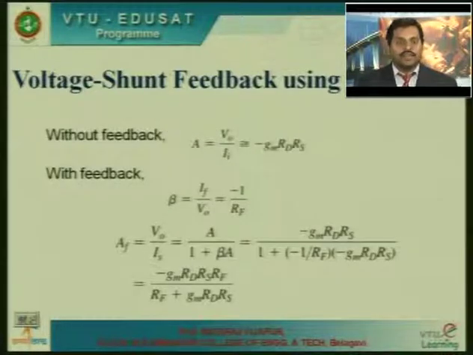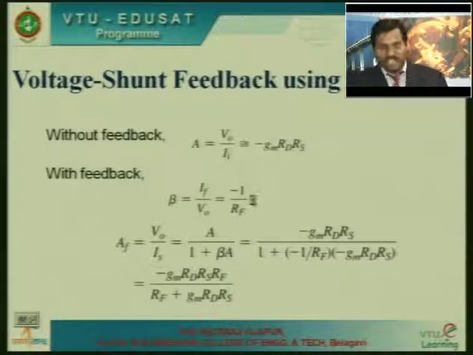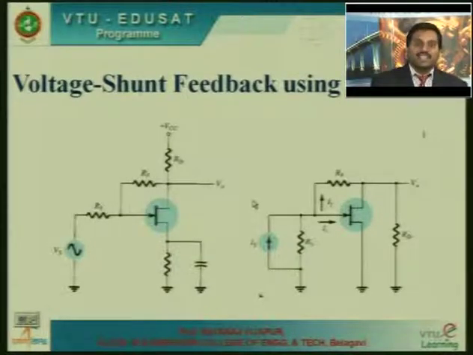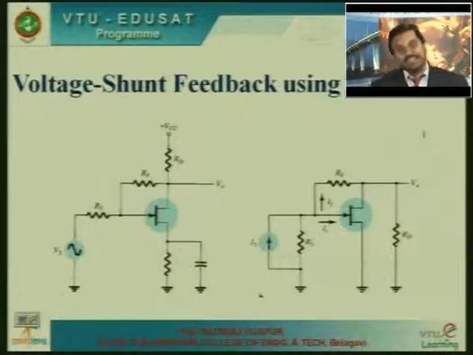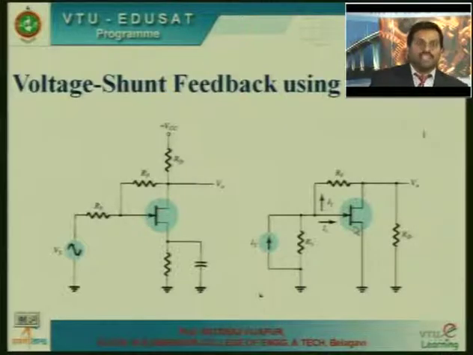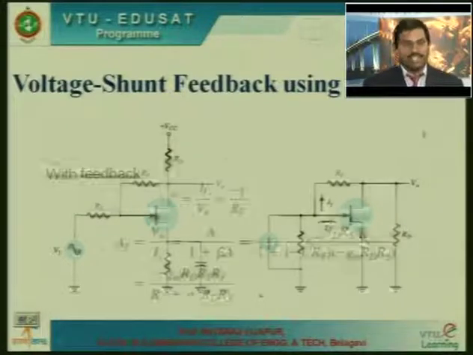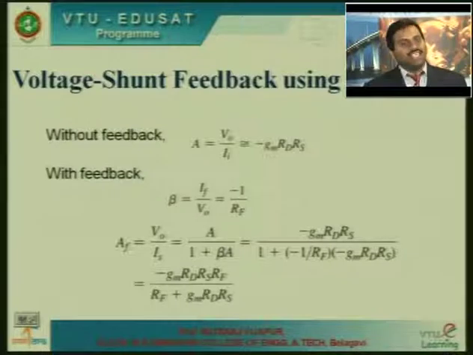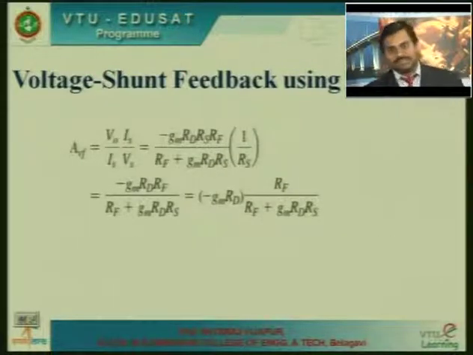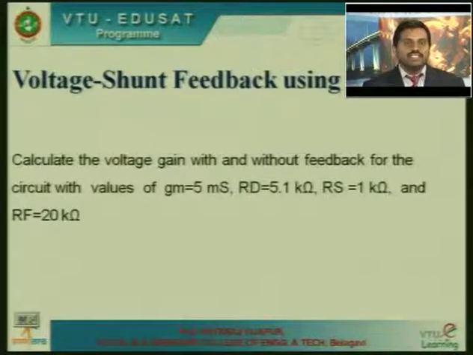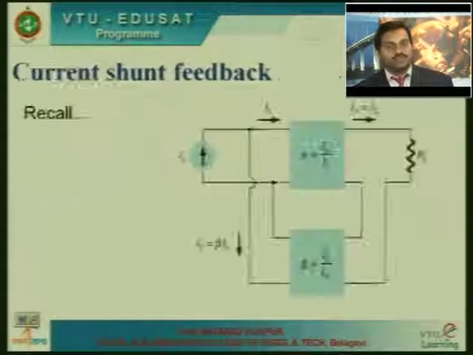So, you calculate first from this circuitry, this is the given circuitry. From this given circuitry, you have to first draw the small signal equivalent or AC equivalent circuitry. After drawing this AC equivalent circuitry, you have to calculate A, beta, AF and AVF. Okay, so then you can solve this problem.